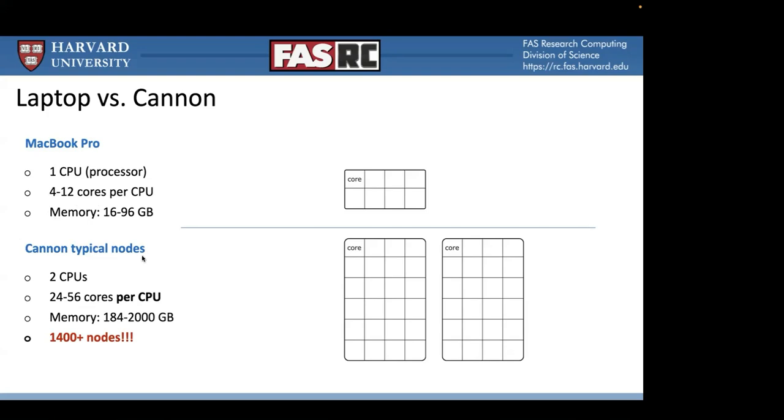A typical node, which is the equivalent of a computer in this case, is actually going to have 2 CPUs. And each CPU is going to have 24 to 56 cores. For this one node, there's going to be anywhere from 184 to 2,000 gigabytes of memory. And we have more than 1,400 of these nodes. That's giving you an idea of scale of the equivalent of one computer on the cluster compared to a regular MacBook. That's just how many more resources are jam-packed in there that you can use to do your research.